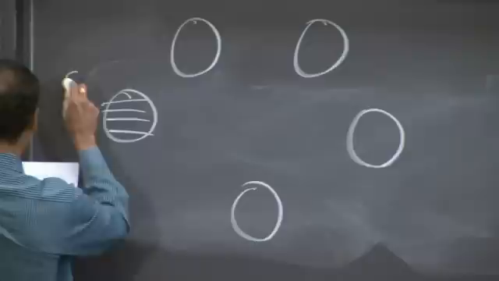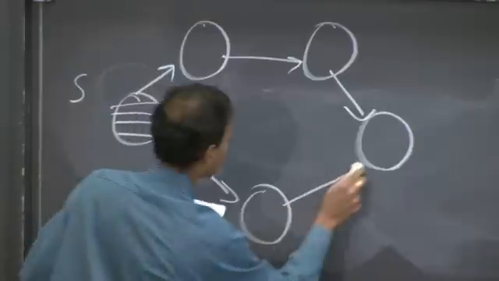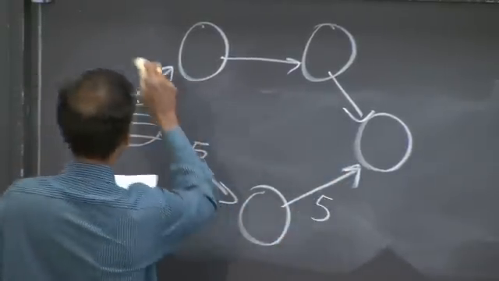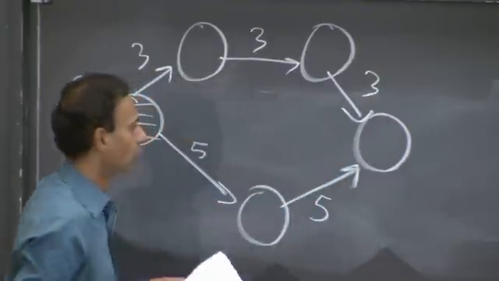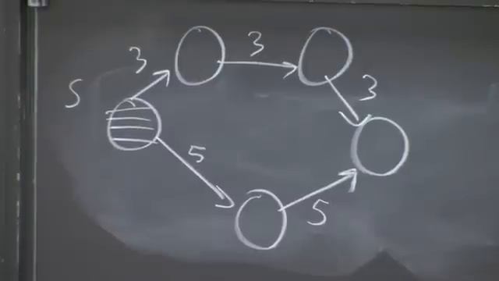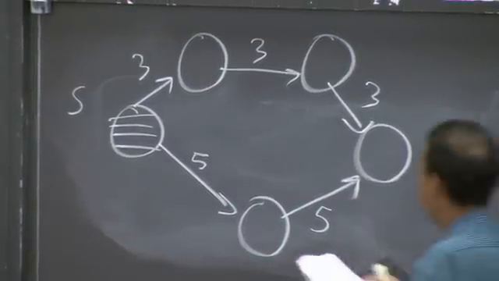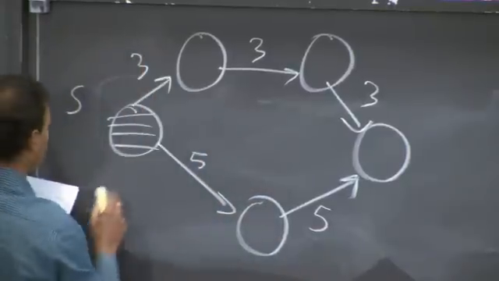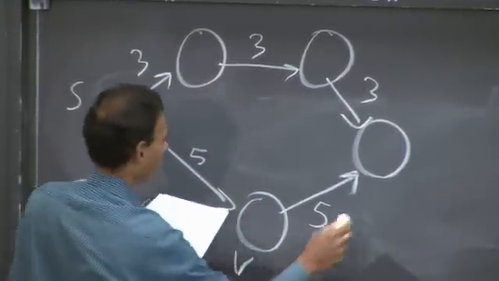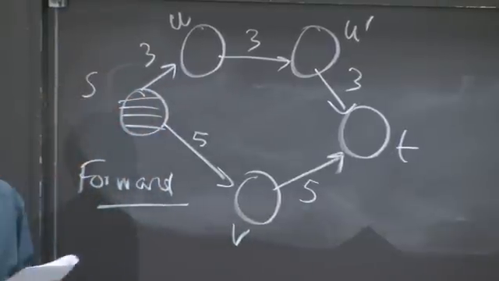So that's my S over here, and I have a fairly straightforward graph. I have 5, 5, 3, 3, 3. We don't need a computer program to tell us that the shortest path from S to T is the path with 3 edges that goes on top, which has a weight of 9. All right? So this is the forward search, and I'm going to call all of these vertices by names. So I have U, U prime, T, etc.